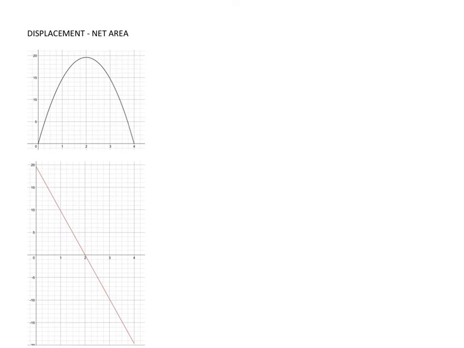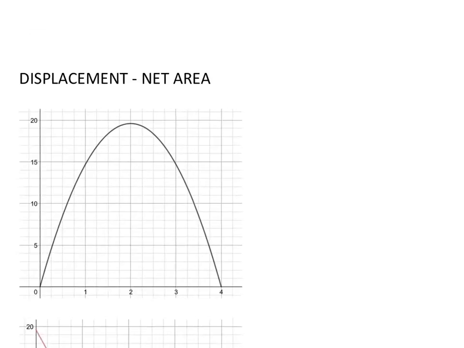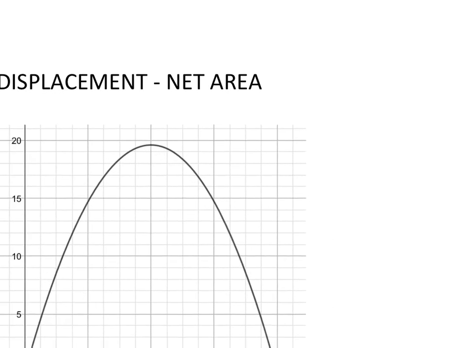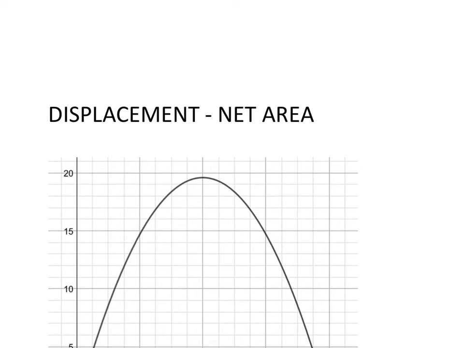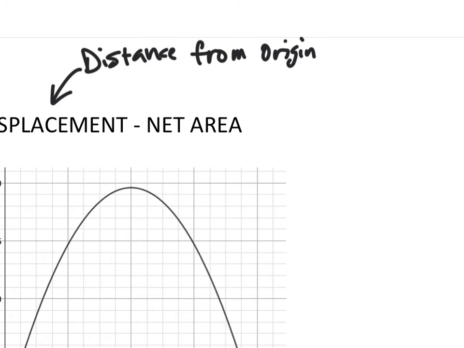All right, the next thing to talk about is displacement and net area. Displacement is a physics term that we use to show the distance from your origin. Okay, this is distance from origin. It's also kind of thought of as your position.